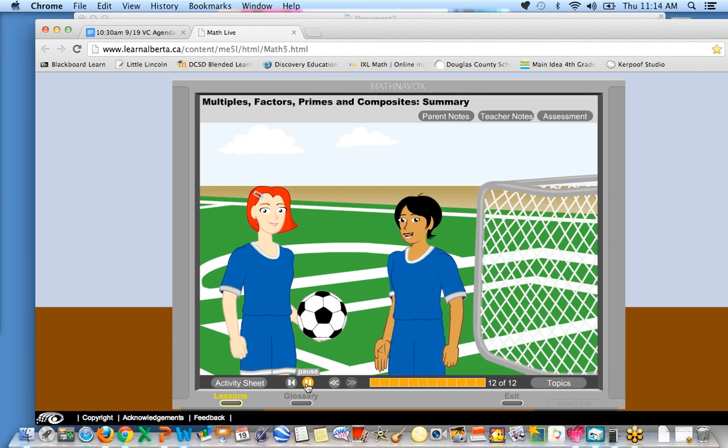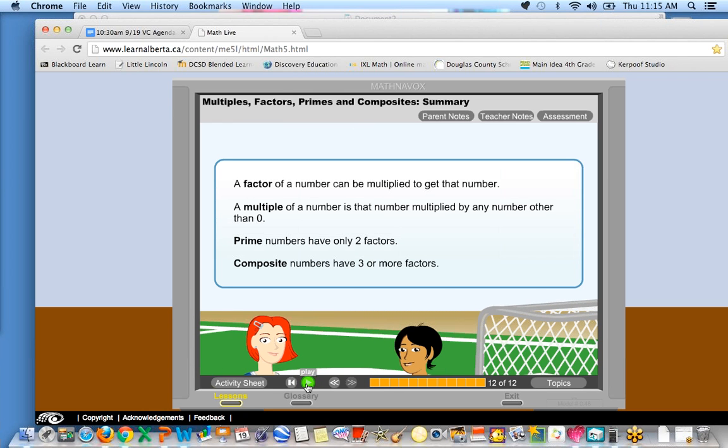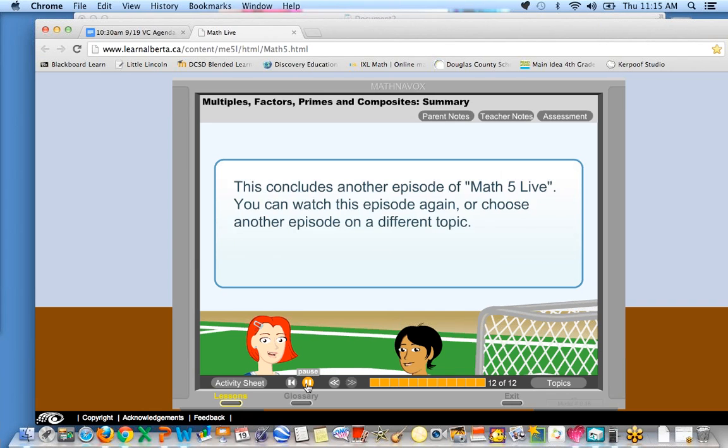Now, let's see. We sure were able to figure out a lot of things using factors and multiples. We planned our soccer team meeting, our practices, and how often we get to go for ice cream. And we learned the difference between prime numbers and composite numbers too. Right. You can watch this episode again, or you could choose another episode on a different topic.